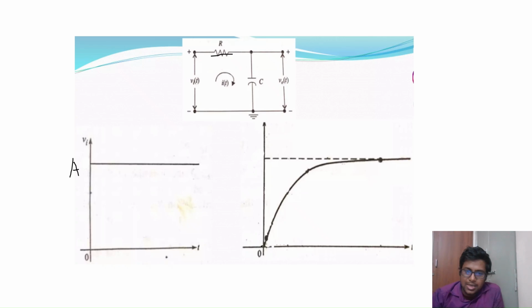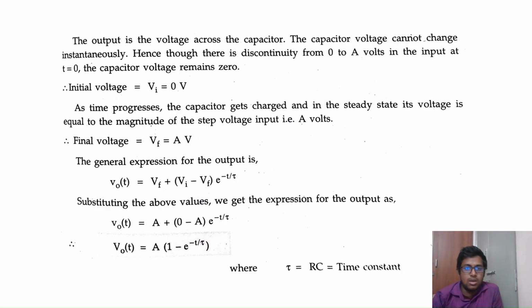So initially you can see that this is a response curve of a low pass RC circuit. So this is the input and this is output. In the output you can see initially the value of the output is 0, and as the time proceeds, the capacitor tries to charge slowly to the input value of A. So this is the behavior of a capacitor in a low pass RC circuit.